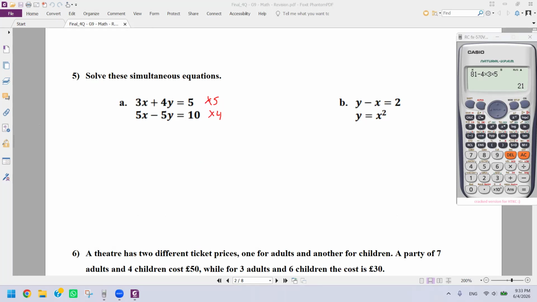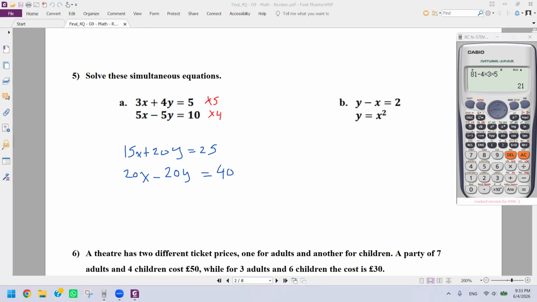Now let me multiply the first equation by 5. We multiply everything. So 3x will be 15x plus 20y equals 25. Now for the second, 5x times 4 is 20x minus 20y equals 40. 4 times 10.